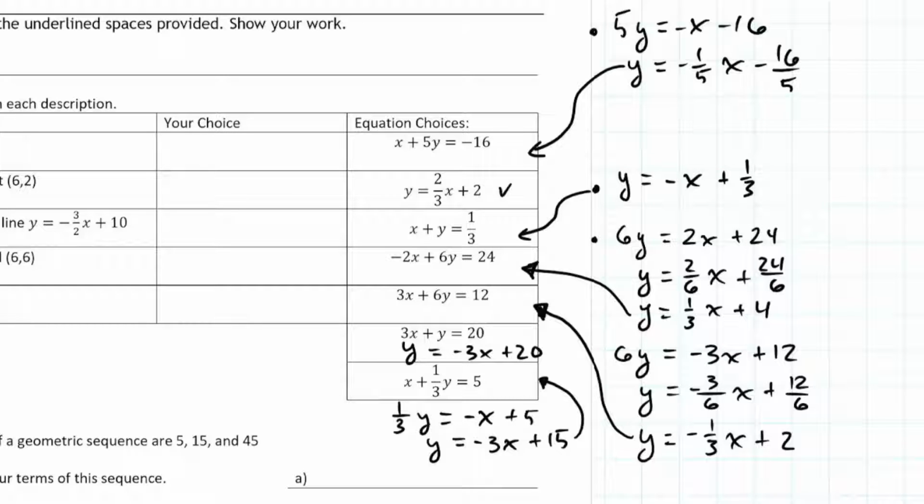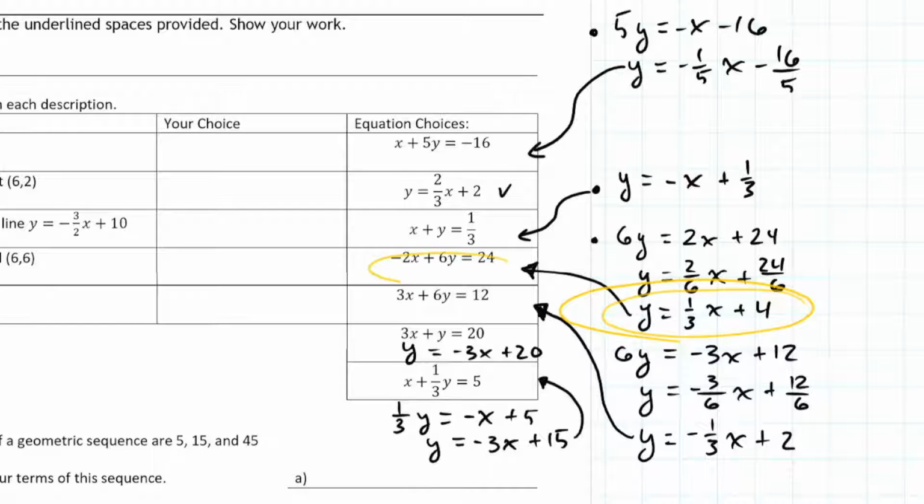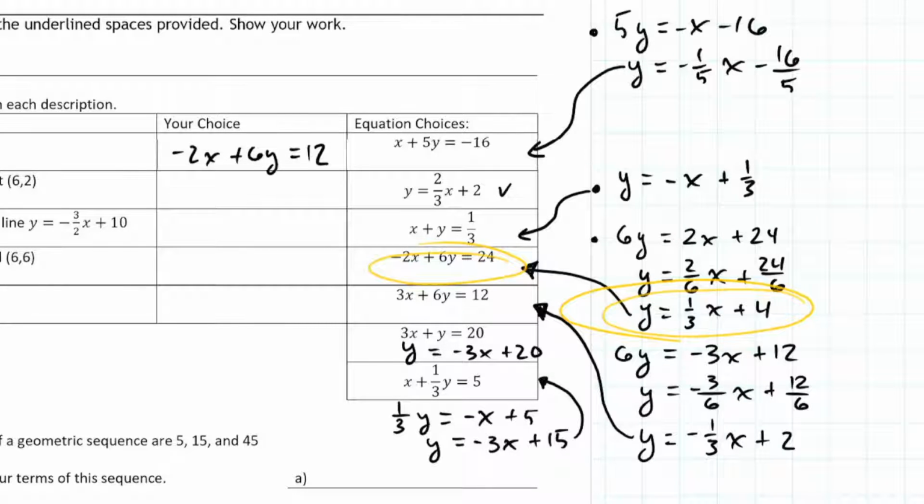The only one that has a slope of positive 1/3 is this one, right? Which is this one. So for that very first question, I'm going to say, oh, that's negative 2x plus 6y equals 24. That equation has a slope of positive 1/3.